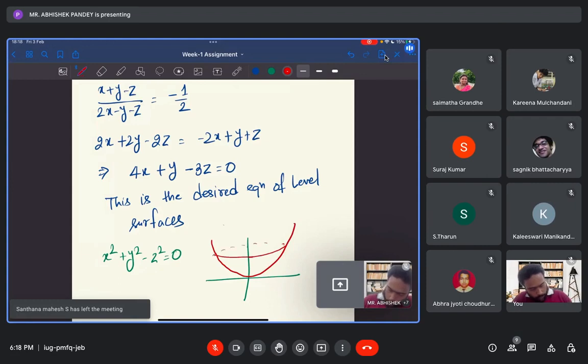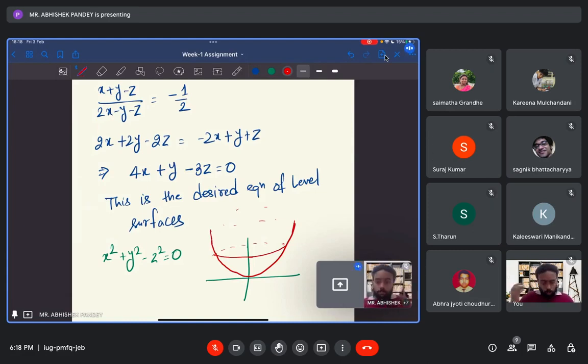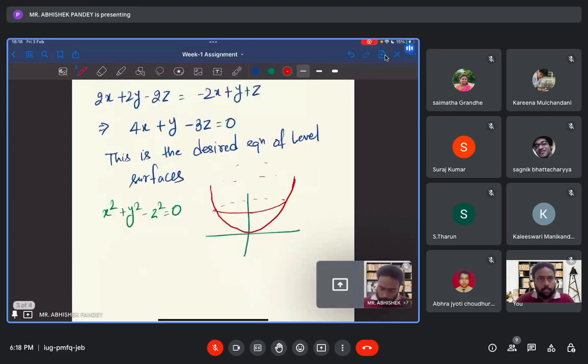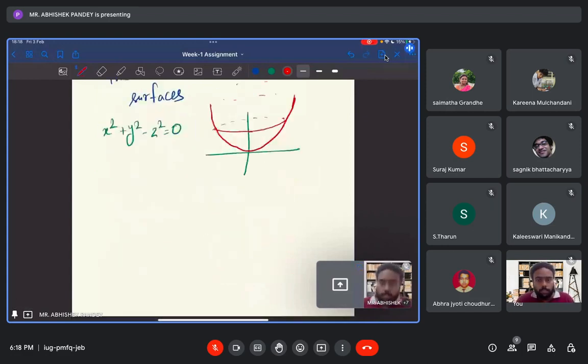Okay, so it is going infinitely. Such kind of thing you will get. Once you have a level surface, you can draw the graph of the surface. So I hope it is clear about level surfaces and level curves. Is it fine?